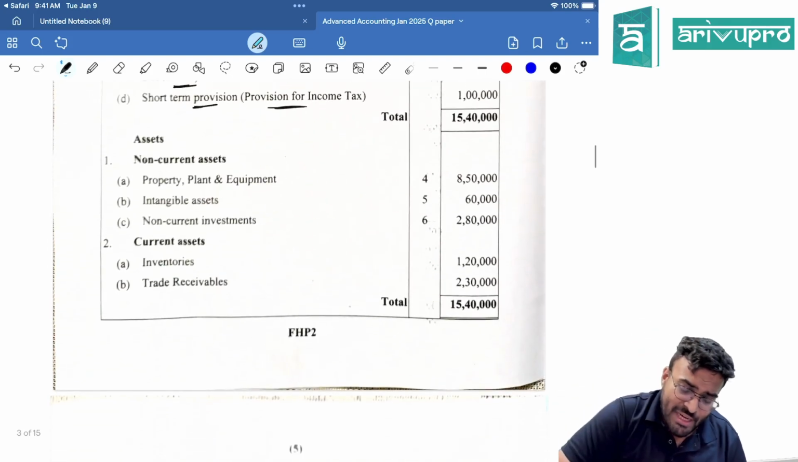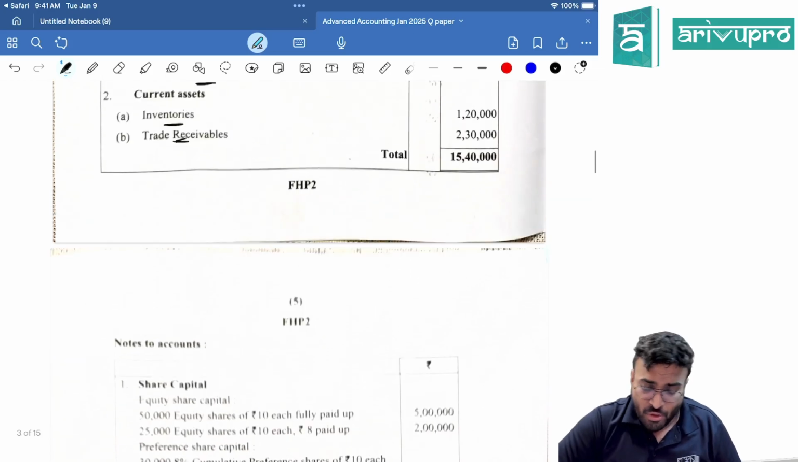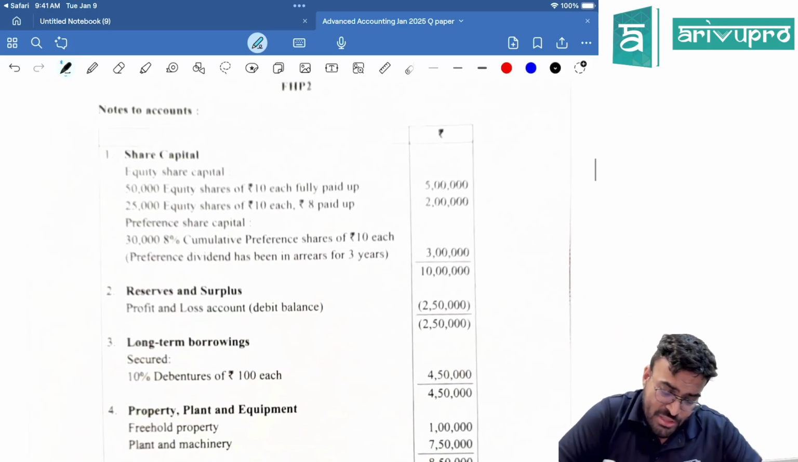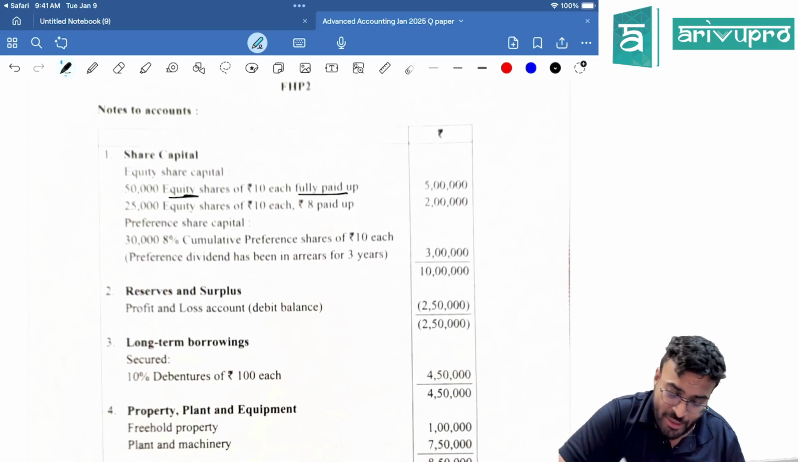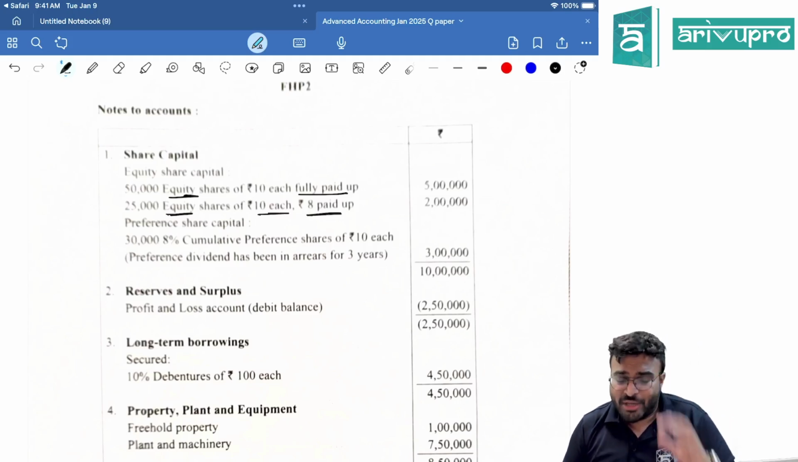When we go to the asset side: property, plant and equipment, intangible asset, non-current investment, inventory, trade receivable. Cash and cash equivalent is not there because there is a bank OD. When you look at share capital, can you see 50,000 equity shares of 10 each fully paid up and 25,000 equity shares of 10 each 8 paid up.